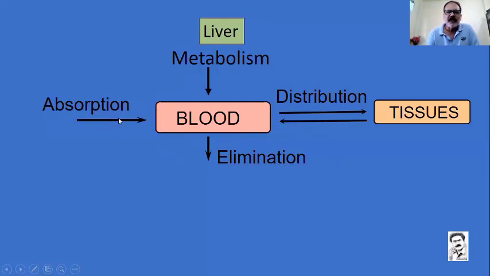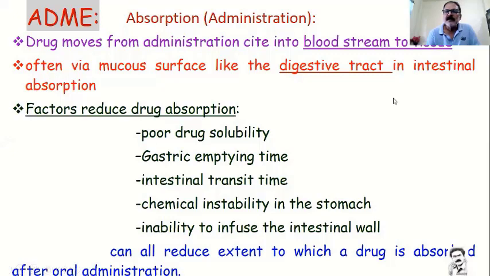So first let us see what is absorption. Absorption is nothing but administration. Administration means taking the medicine. Generally it is called administration or absorption. The drug moves from the administration site to the bloodstream to the tissue. When you take the drug, what will happen? The drug, whether it is a tablet or injection or a nasal spray or whatever it may be, when you take the drug, it will go into the bloodstream, often through a mucous surface like the digestive tract or internal lining.